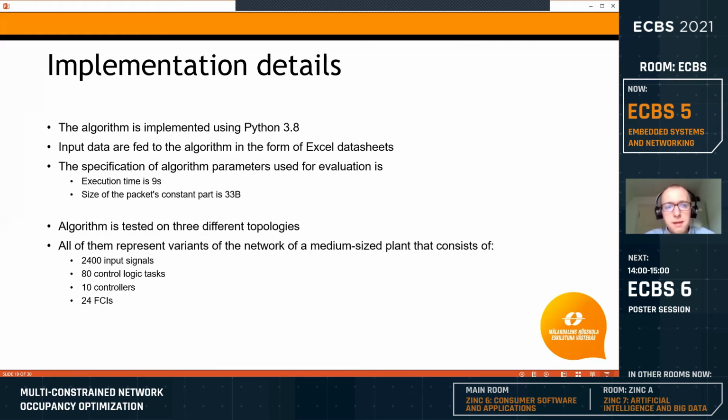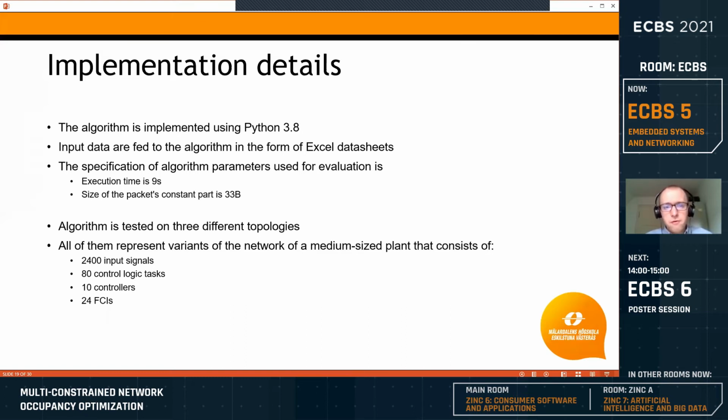Regarding the implementation detail, we use Python with an object-oriented paradigm. Input and output data are in the form of Excel data sheets. And 2 parameters that are interesting for our simulations were the execution time of 9 seconds, and it was for the data we created. It was the biggest hyperperiod of all hyperperiods of all FCIs. And we determined that the size of the package header is 33 bytes.